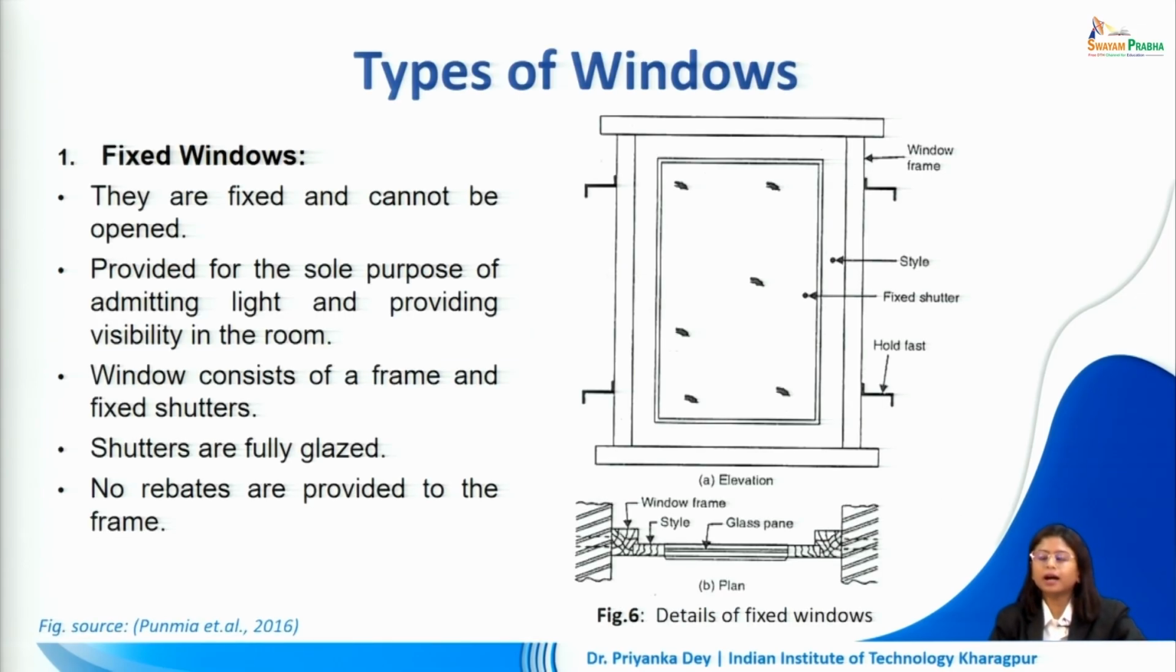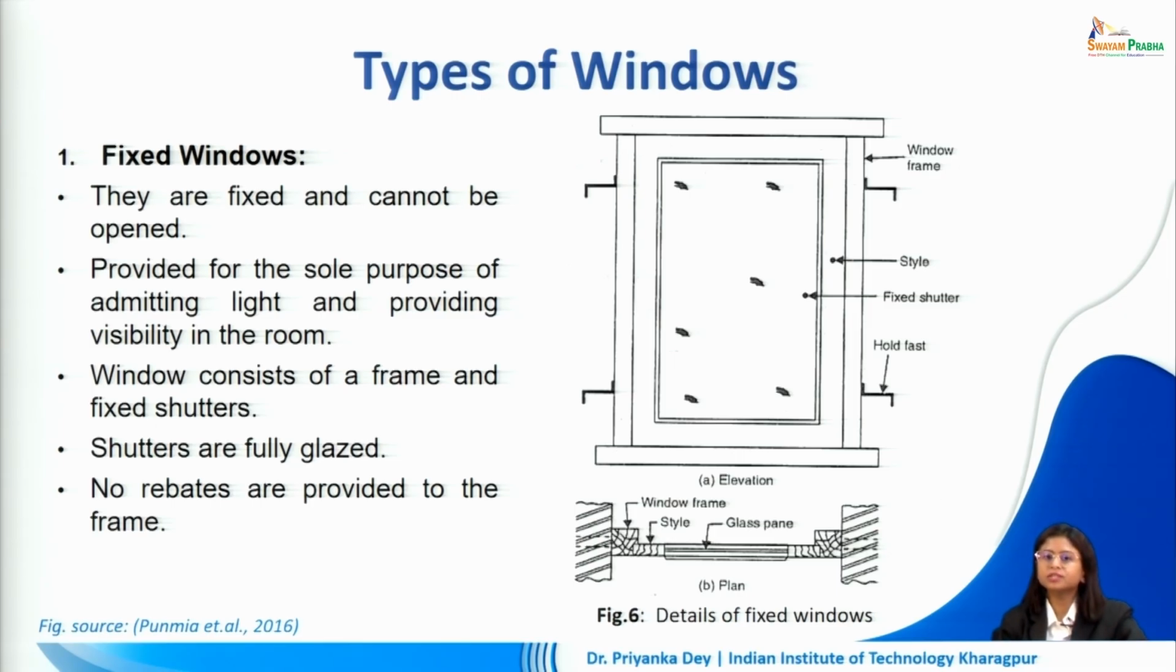Now, fixed windows are fixed as the name suggests and they cannot be opened. They are mainly provided for admitting light and providing visibility in a room. So, we are not trying to get any ventilation. These are located in positions where they do not need to be opened. They just want to allow light into that internal space. So, if it is being provided in a space in our building where we do not require any functionality in the room, maybe we do not need ventilation because it's not a habitable space, it is in a space where we just need light or external visibility.